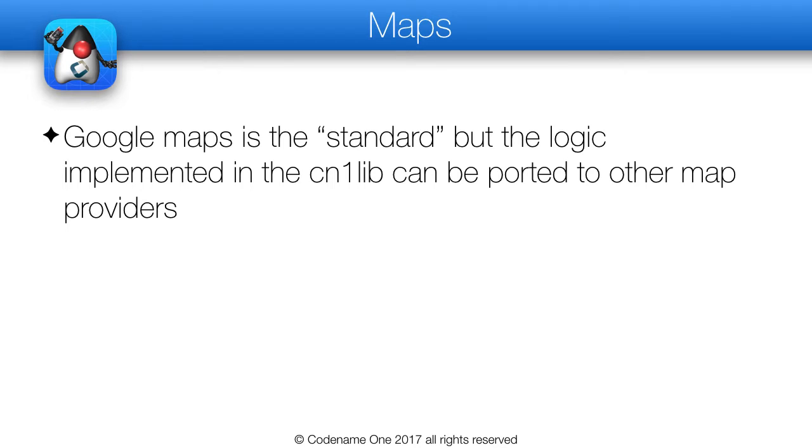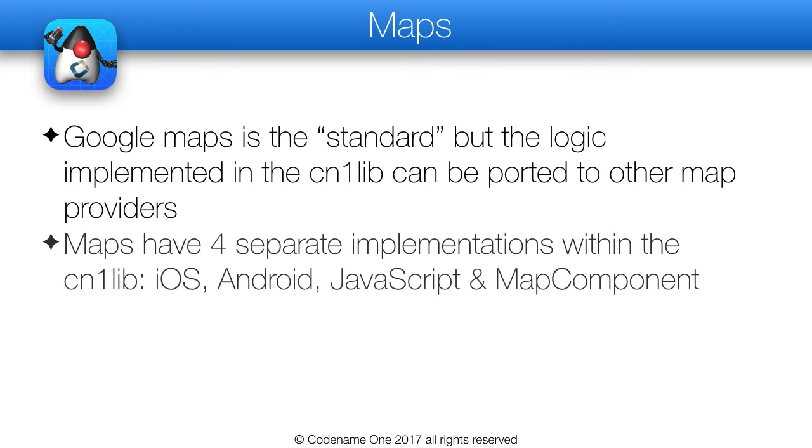Currently, the CN1 lib for native maps is based on Google Maps. However, the architecture is generic enough, and this functionality can be ported to Apple Maps, Bing, or other map providers. This would obviously require some work on your part, but the logic within the Maps implementation doesn't include any special code, and one could in theory adapt the CN1 lib to pretty much any other map provider.